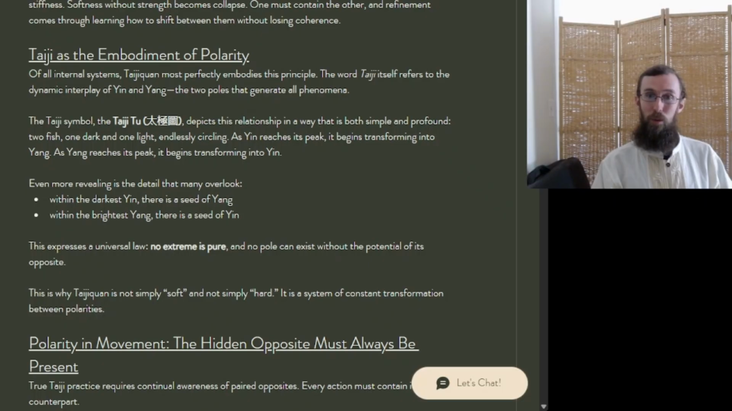This expresses a universal law. No extreme is pure. No pole can exist without the potential of its opposite. This is why taijiquan is not simply soft, and also not simply hard. It is a system of constant transformation between polarities.